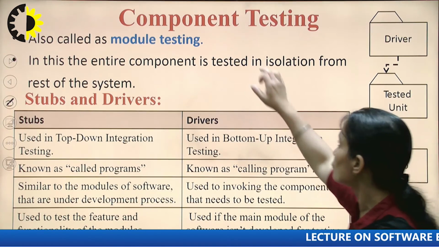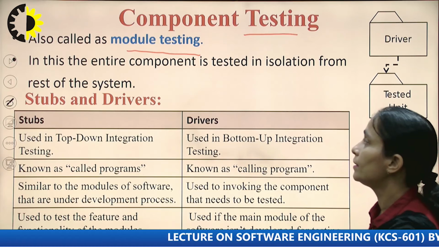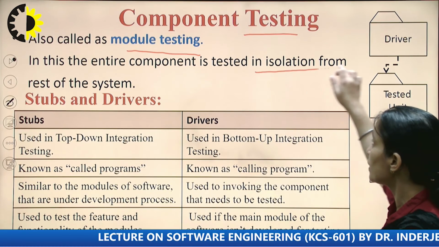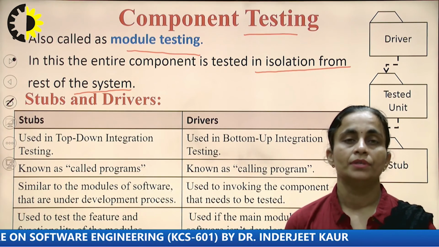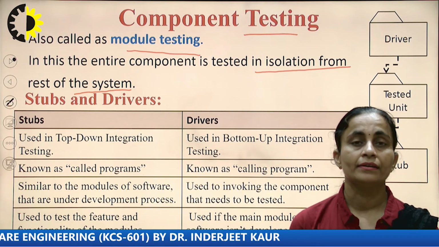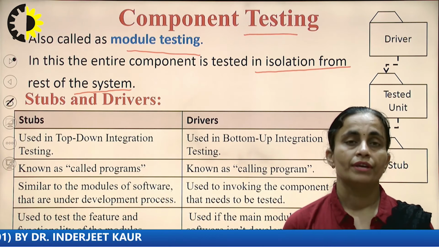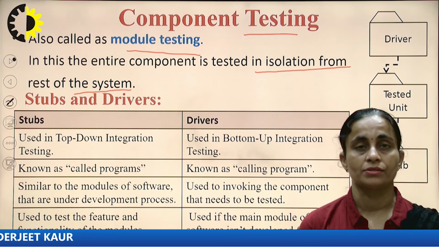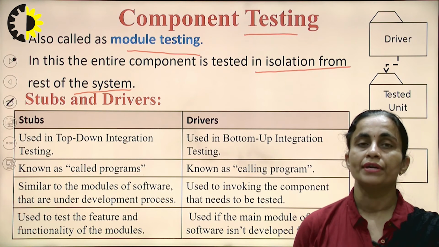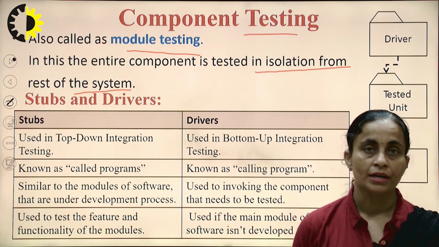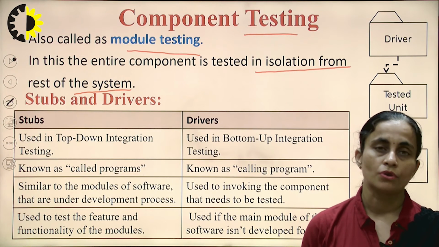Then, moving on to component testing. Component testing is also called module testing. In this, the entire component is tested in isolation from the rest of the system. Again, this is all performed by software testers, the independent testing team. They are also given a good amount of salary. So, we can imagine how much weightage is given independently to the software testing phase of my software. It is not that if I am good at writing code, then I will be hired by the software industry. No.